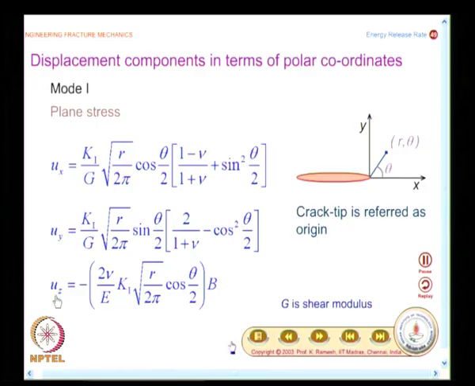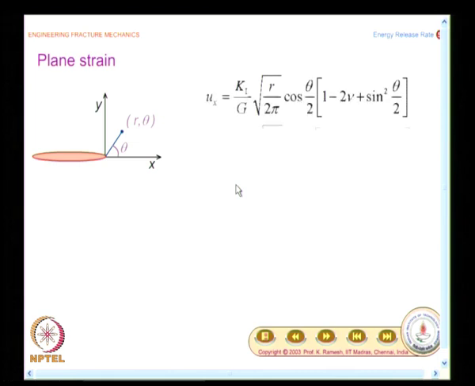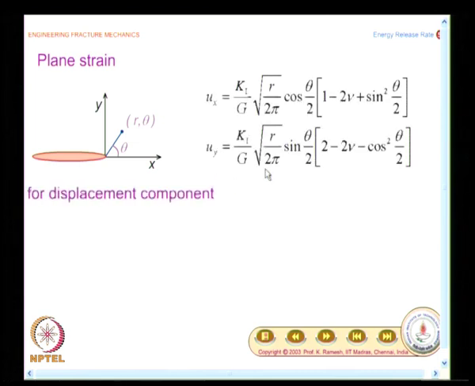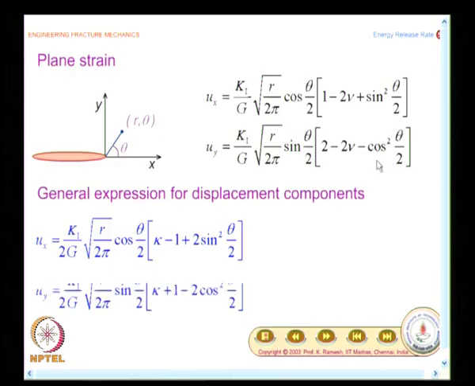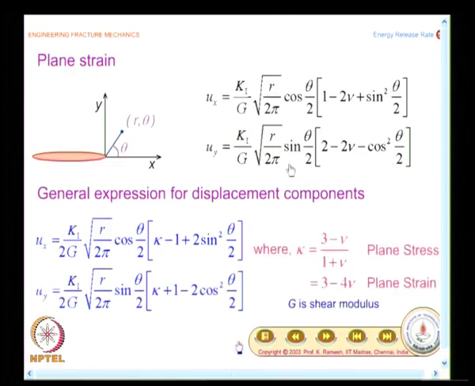Because it is plane stress, we also have an expression for uz. Once you have it for plane stress, you can easily get it for plane strain also. We have developed them earlier. For the plane strain situation also, have a look at how the expression looks. I have this as sin theta by 2 multiplied by 2 minus 2 nu minus cos squared theta by 2. So, you need to have this information at the back of your mind.